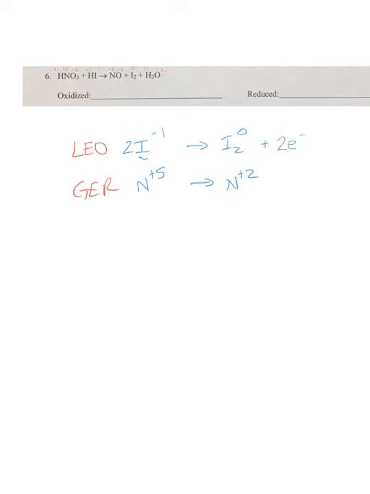And then the nitrogen, there's only 1 on each side, so that's good. And then we're going to gain 3 electrons. Okay, so what's being oxidized? The I with the negative charge, and what's being reduced? The N with the +5 charge.